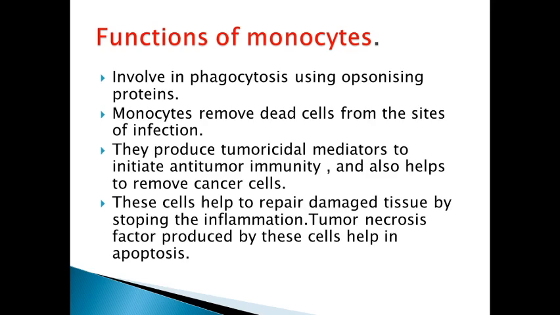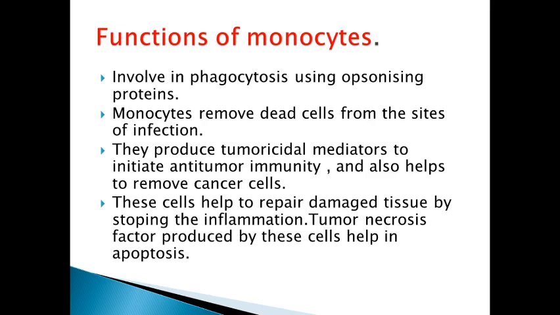So this is the function carried out by monocytes. These cells help to repair damaged tissue by stopping the inflammation. Whatever tissues are damaged, or sometimes due to some reason are not working properly, can be repaired. So who is going to repair? Monocytes. The monocyte helps to repair the damaged tissue by stopping the inflammation.